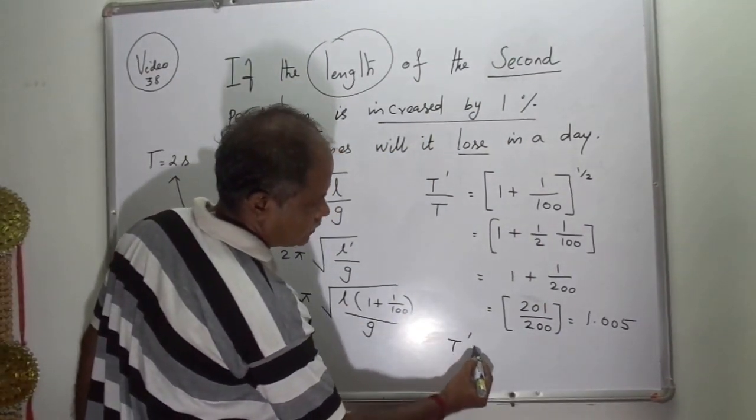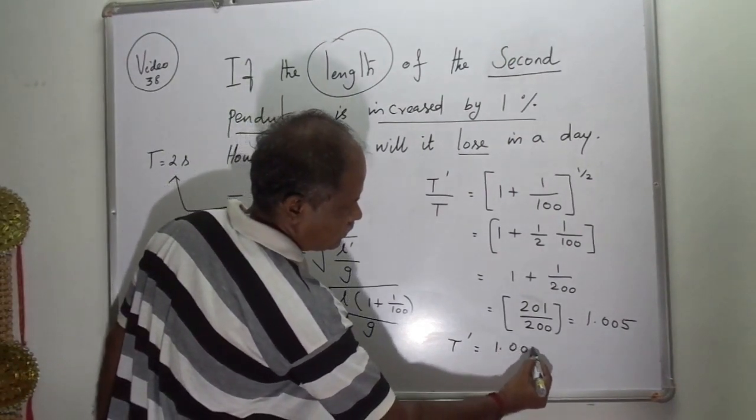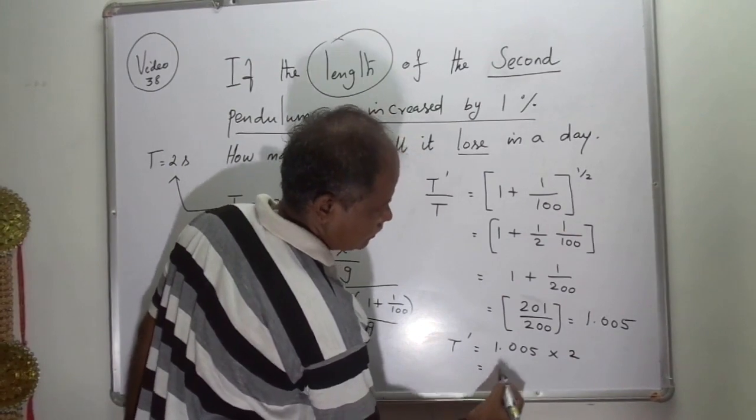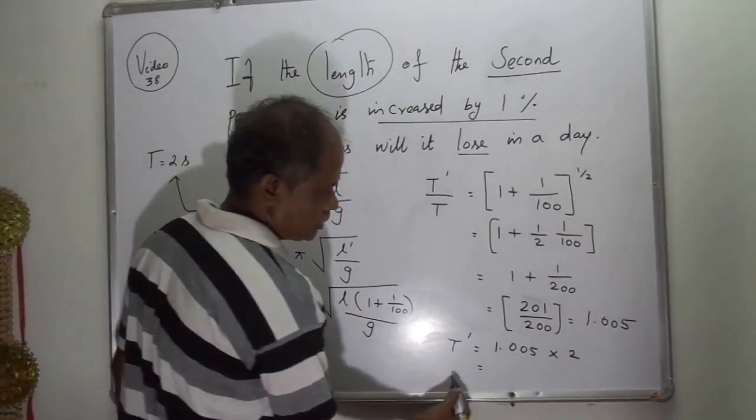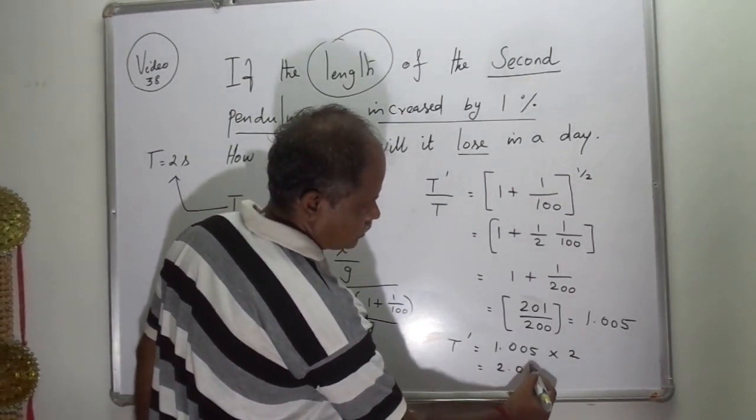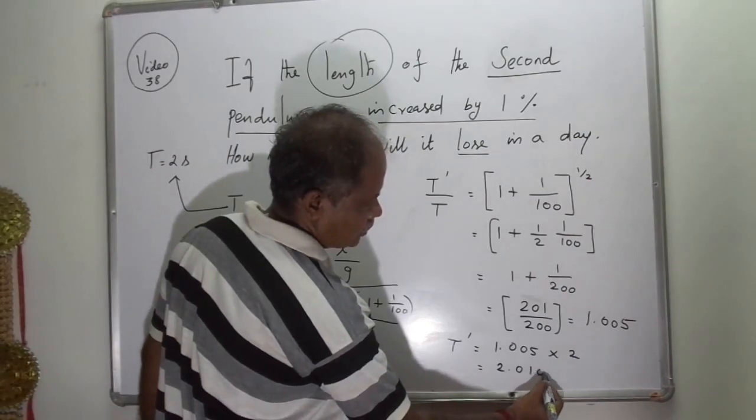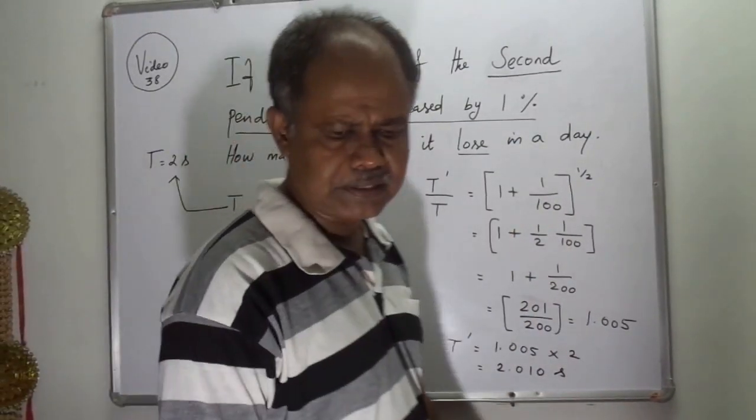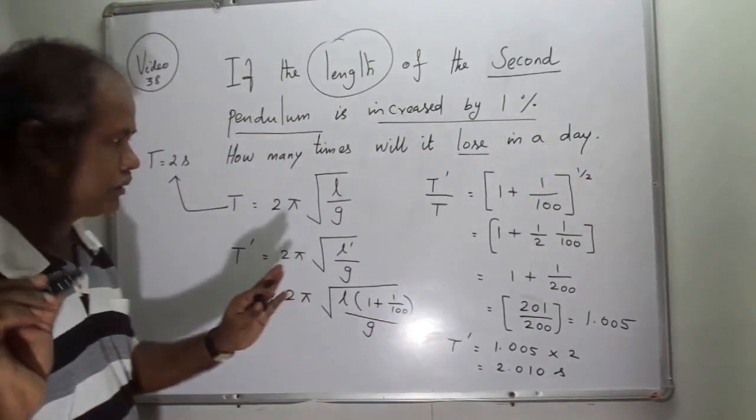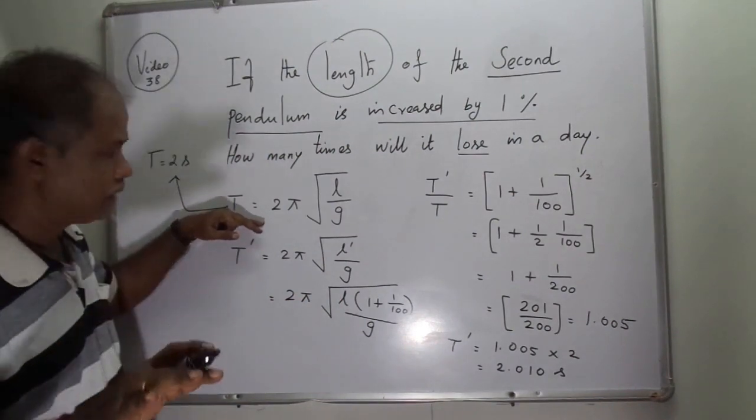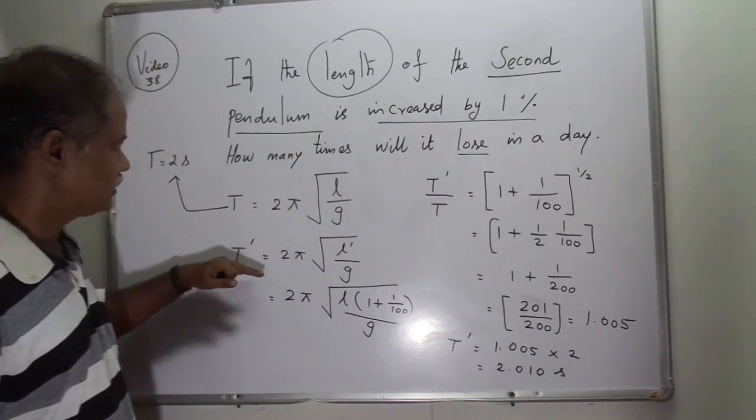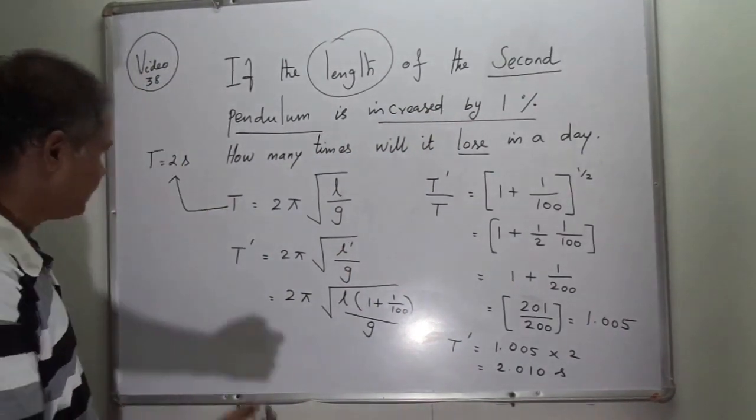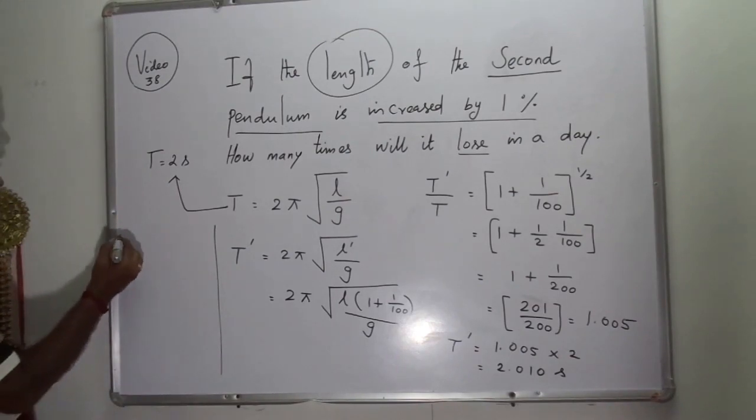Then T dash is equal to 1.005 into 2, which is 2.010 seconds. How do you understand this? Just find the time period originally. Then if the length is increased by 1%, find the new time period. Divide one by the other. That means the time period has increased, that is T dash is greater than T.